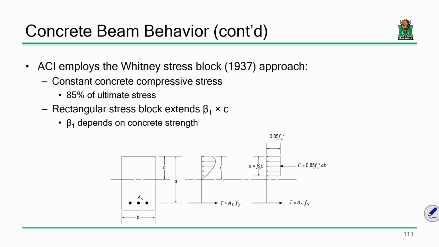ACI employs what's called the Whitney stress block approach. Now, this approach has been around since the late 30s. It's not going anywhere. This is how we compute compressive strength, or how we compute strength of beams. It's how we've done it for decades and how we are going to continue to do it for decades.